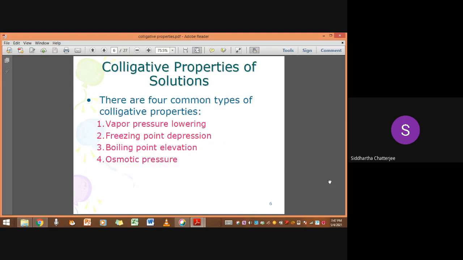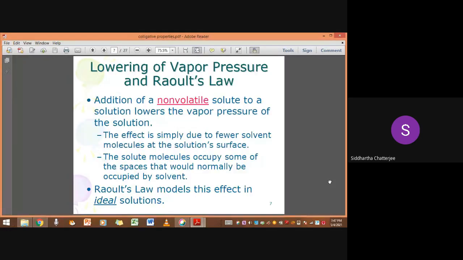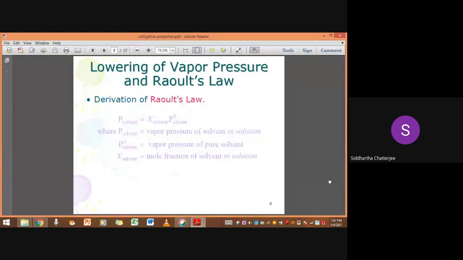Then, as we have already said, there are 4 common types of colligative properties. That is vapor pressure lowering, which we have already explained, the relative lowering of the vapor pressure, freezing point depression, elevation in the boiling point, as well as the osmotic pressure. Then the lowering of the vapor pressure and Raoult's law, already we have explained this. Raoult's law models this effect in ideal solution. That derivation of Raoult's law, already we have explained.